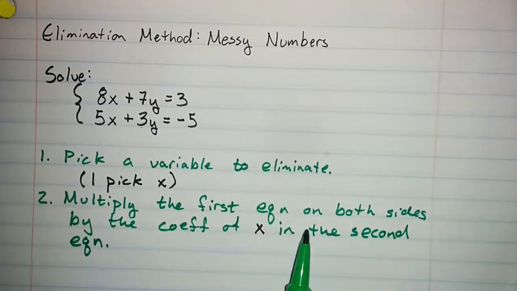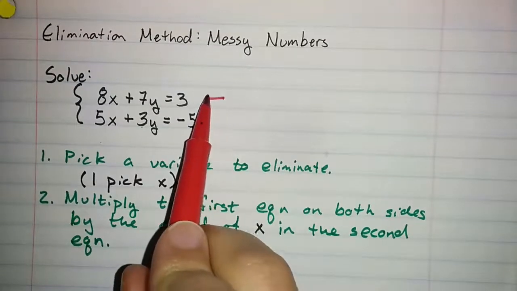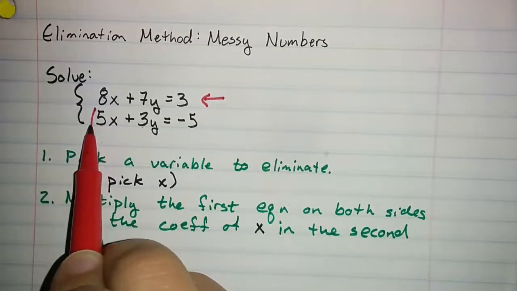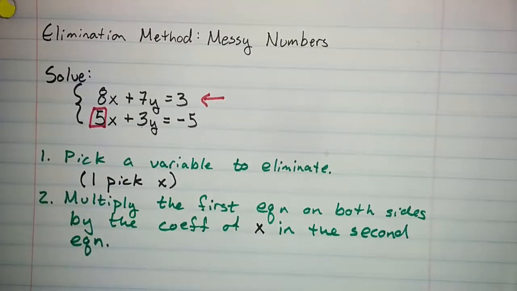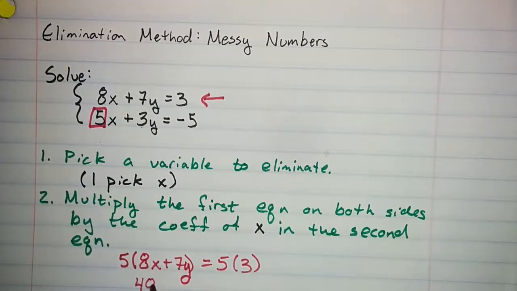Now I'm going to multiply the first equation on both sides by the coefficient of x in the second equation. Now x is the variable that I picked. If I'd picked y, I would use the coefficient of y. So I'm going to take the first equation and multiply it on both sides by the coefficient of x in the second equation. That'll give me 5 times 8x plus 7y equals 5 times 3. Distributing, 40x plus 35y equals 15.